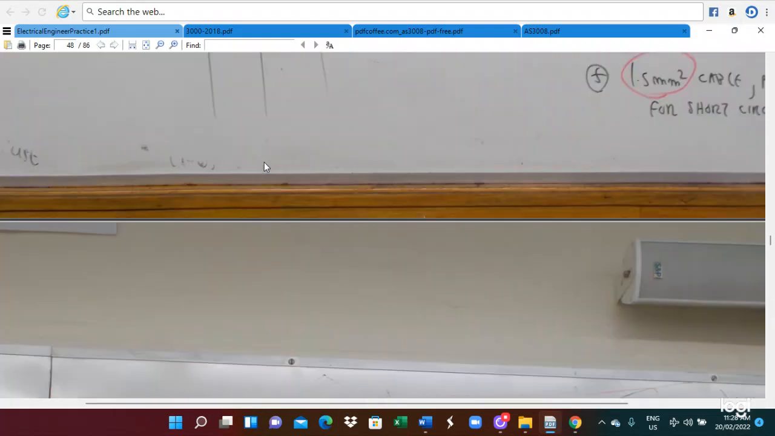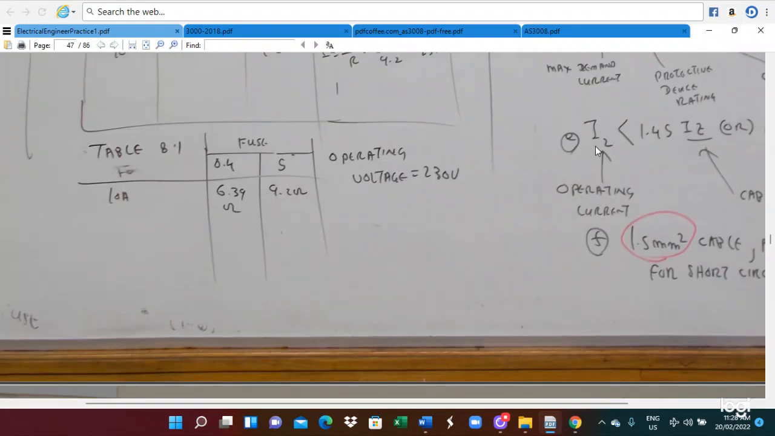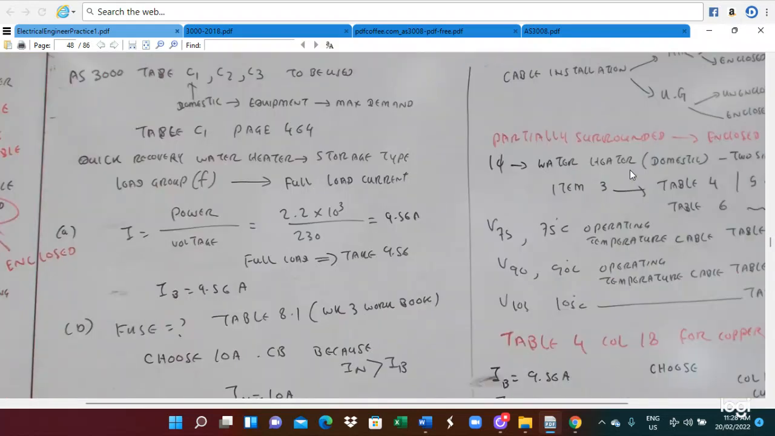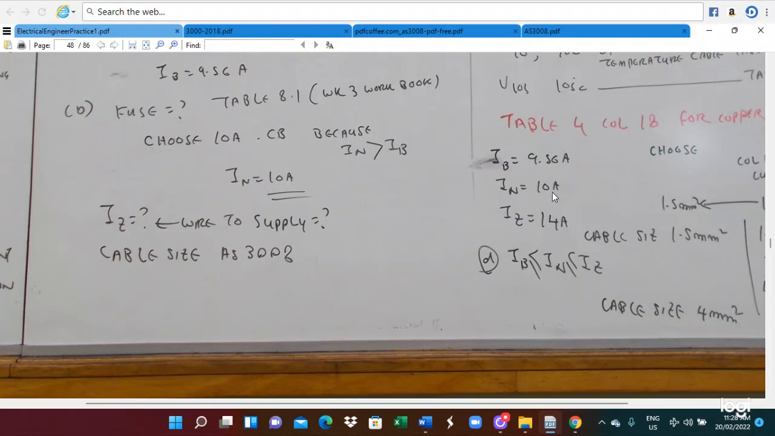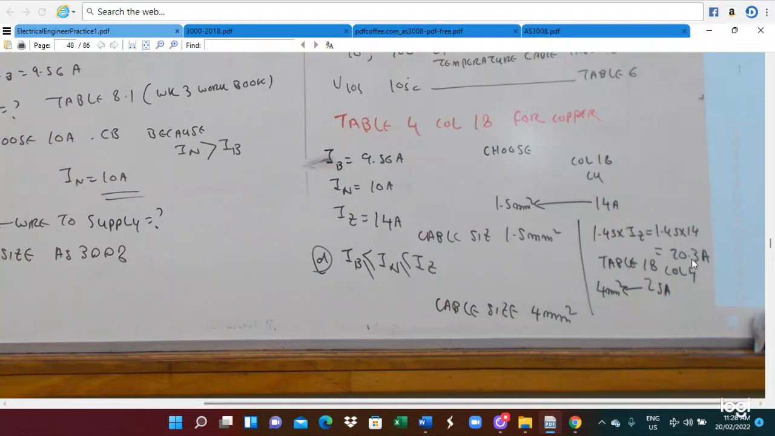Operating current must be less than 1.45 IZ. So this is the thing. Operating current must be less than 1.45 IZ. The operating current of the circuit breaker is 10 amperes. And 1.45 IZ is 20.3 amperes. So this also agrees, because 1.45 multiplied by IZ is greater than the operating current of 10 amperes.